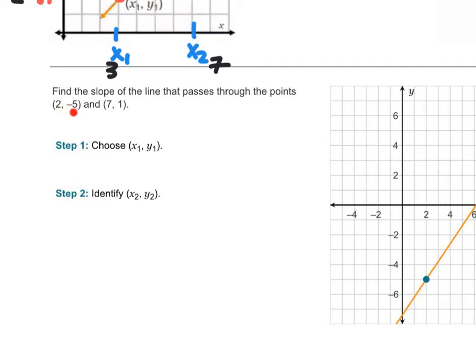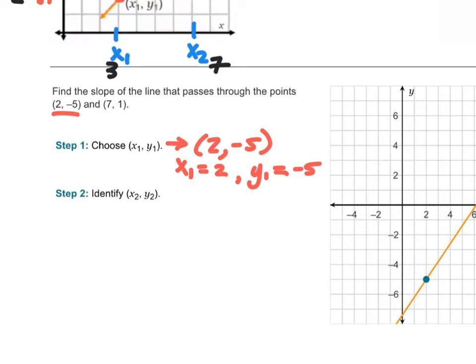So I'll choose this one to be x sub 1, y sub 1. I'll have that be the point 2, negative 5. That means that x sub 1 is equal to 2, and that y sub 1 is equal to negative 5. Now let's identify x sub 2, y sub 2. I'll have that just be the point 7, 1. And so I know that x sub 2 is equal to 7, and that y sub 2 is equal to 1.